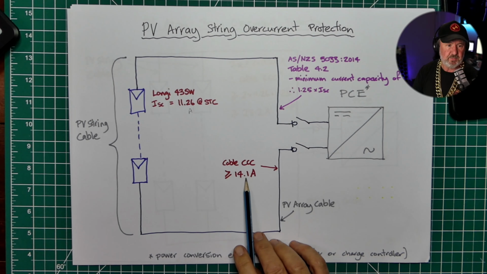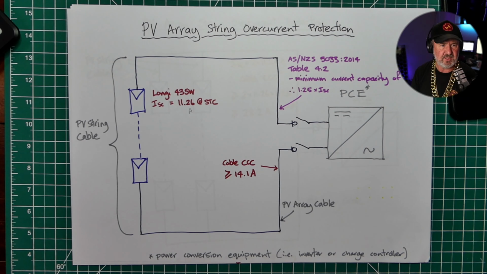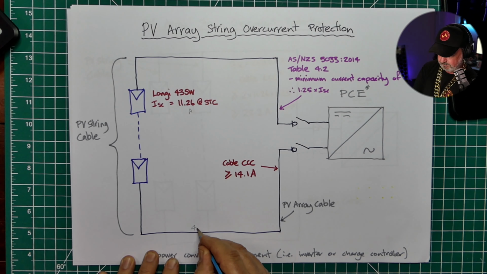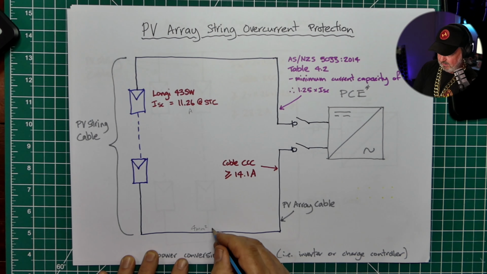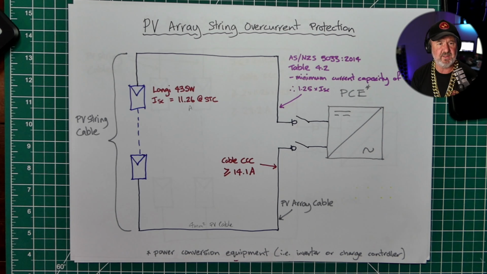So there's your 14.1. Now, most PV arrays, certainly a single string on a residential installation, are probably going to use 4mm cable. So we might have 4mm square PV cable here, and PV cable is a tougher cable. It has a higher temperature rating, typically better than your standard 75 degree cable. That's definitely more like 90 degree cable. So we need to check that cable can withstand that current.